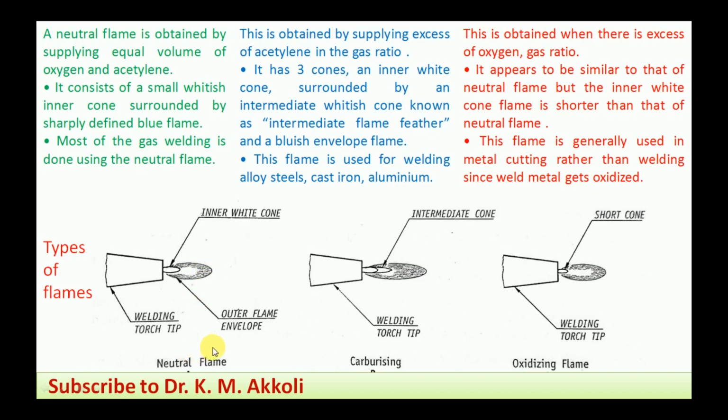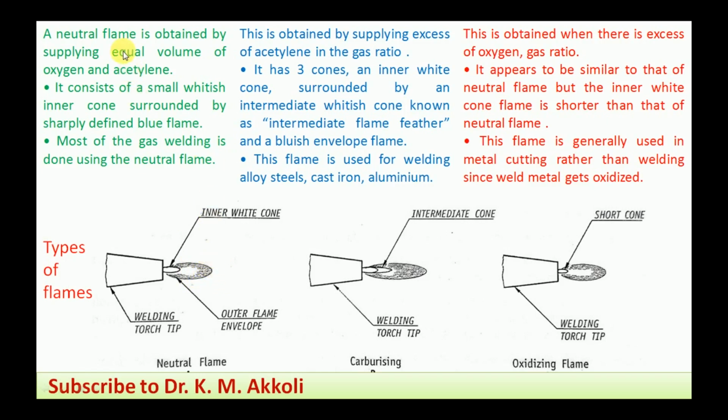In the neutral flame, both the oxygen and acetylene are supplied in equal proportion. In this neutral flame, an inner whitish cone and an outer flame envelope are formed. This is used for all types of gas welding.